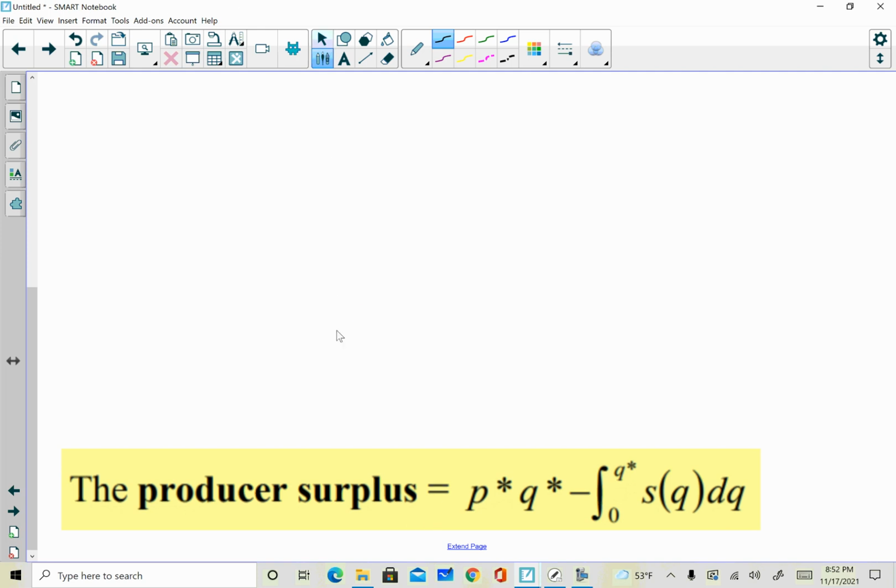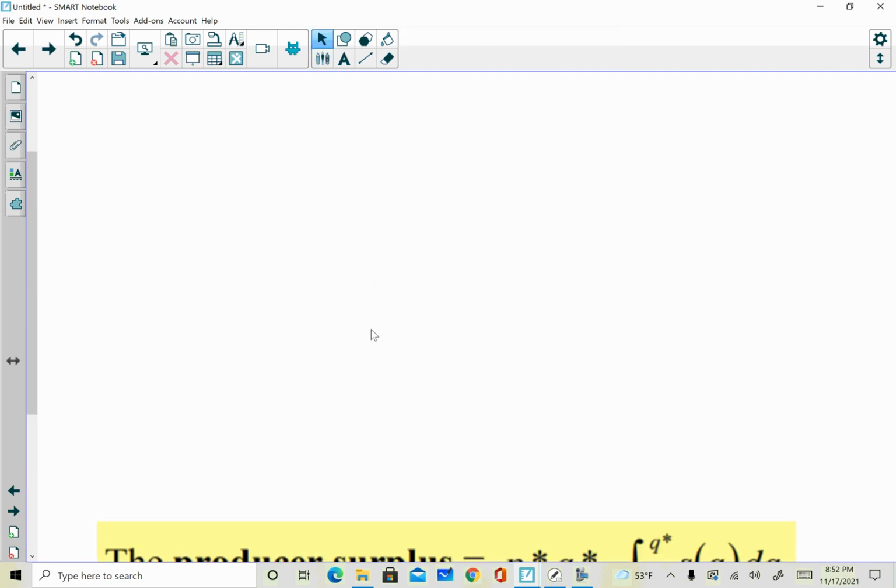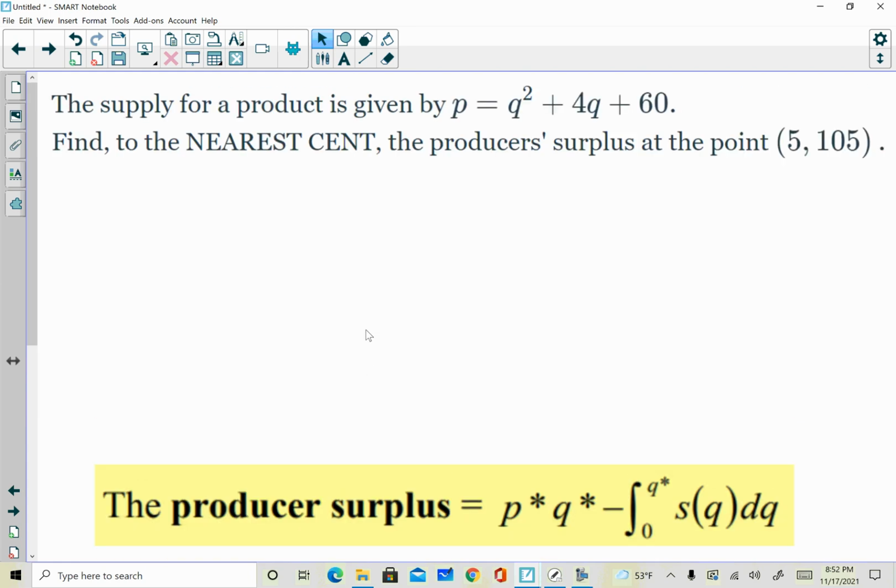The next question is asking for the producer surplus. We start with P times Q. This is Q and this is P. So P times Q is 105 times 5. And we have minus the integral from 0 to Q.